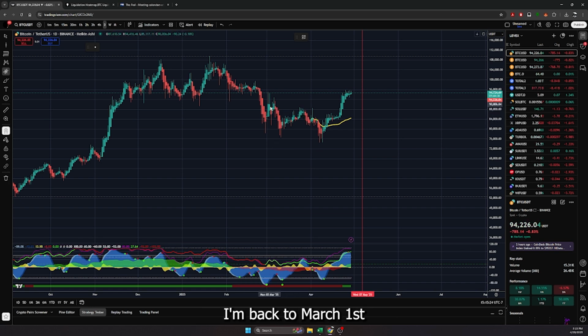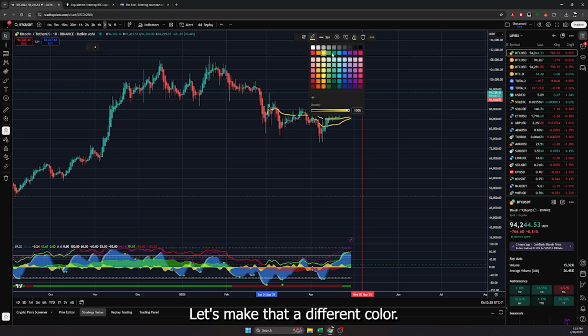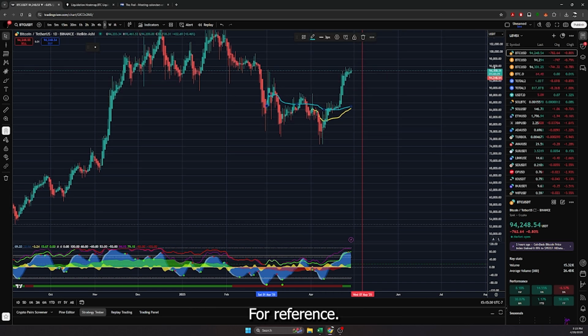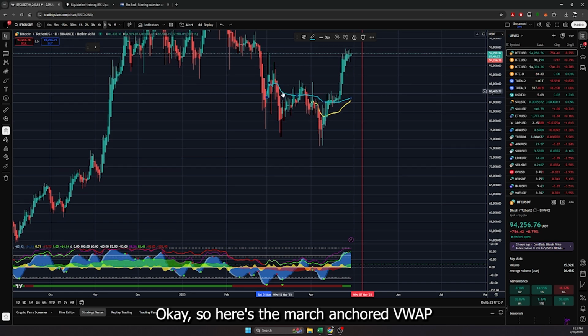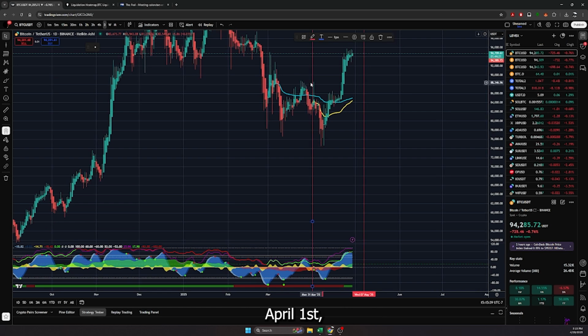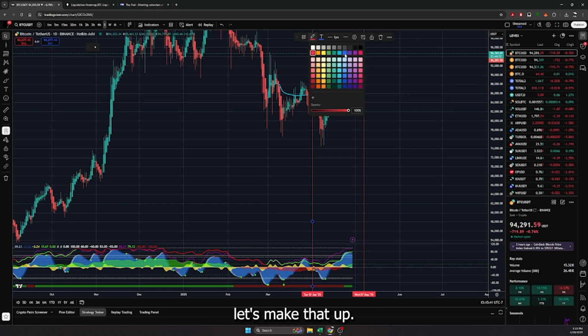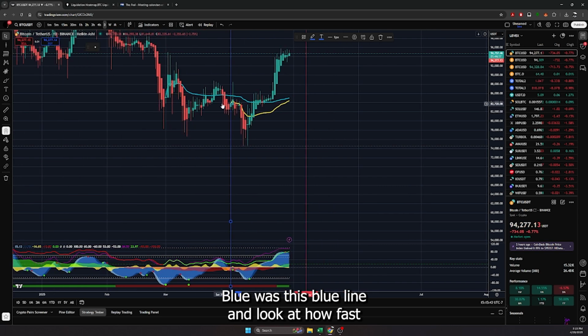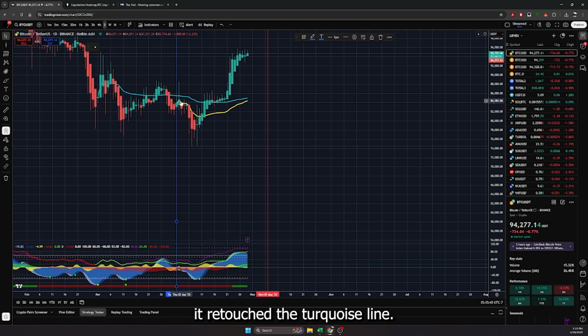March 1st and slapped a VWAP on it. Let's make that a different color for reference. Okay, so here's the March anchored VWAP. And the beginning of April 1st, let's make that blue, was this blue line. And look at how fast it retouched the turquoise line, the March one. So the second day, April 2nd, boop, we wigged right through it. It didn't waste any time.